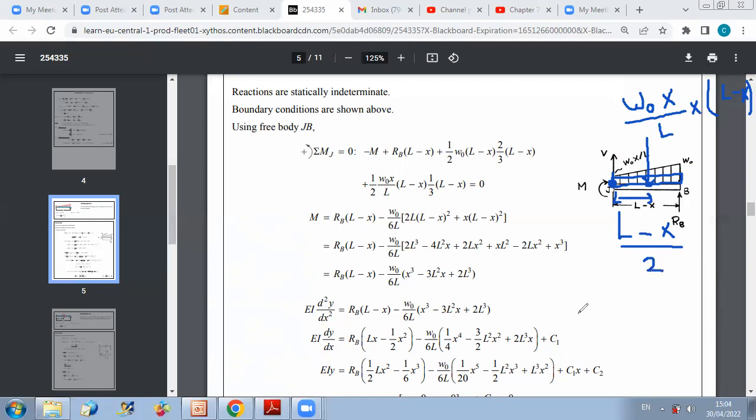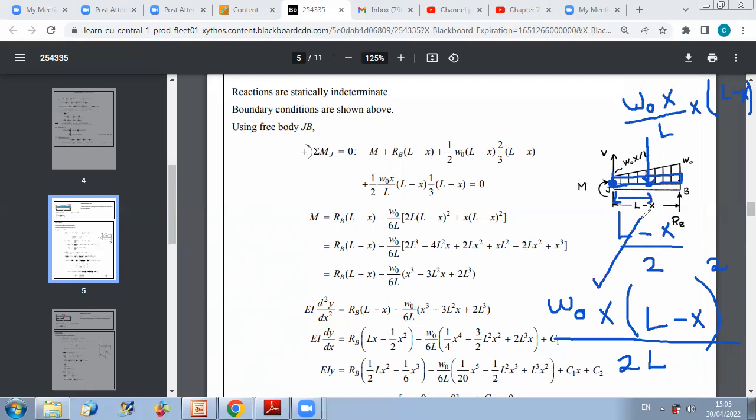So you get omega 0 times x times L minus x square over 2L. This will give you the expression of the moment created by the rectangular force. Again you can check your units. Here you have x times L minus x square, which is meter cube over L, so it's meter and meter square, and you multiply by Newton per meter, so it's Newton times meter. So it's okay as unit.